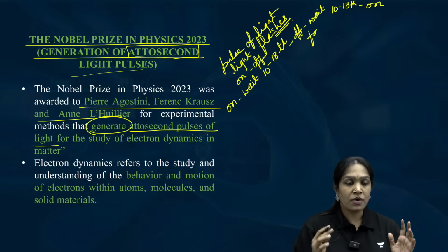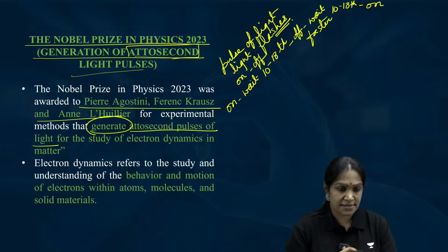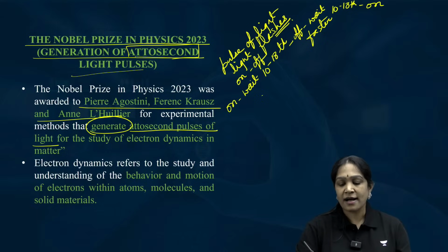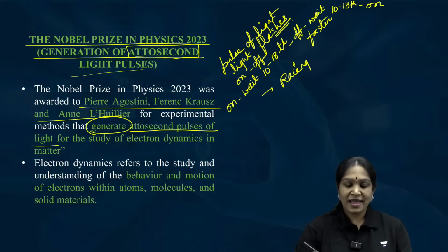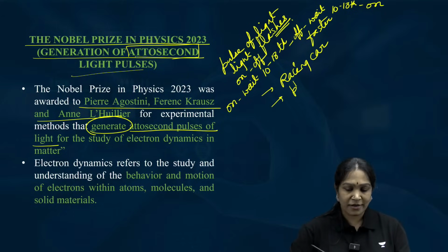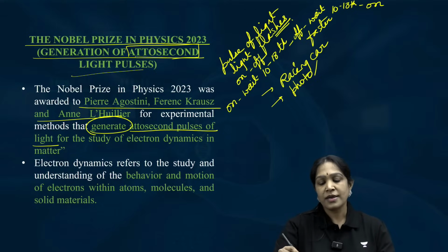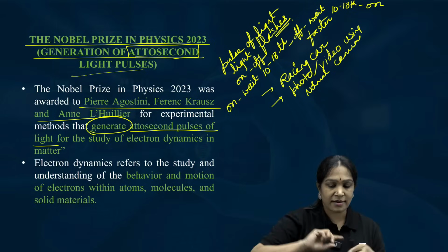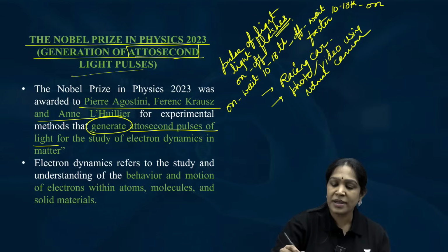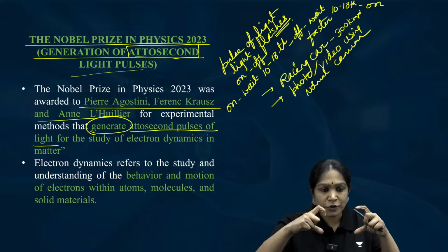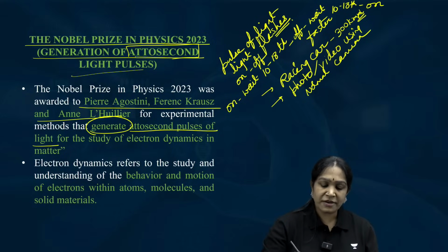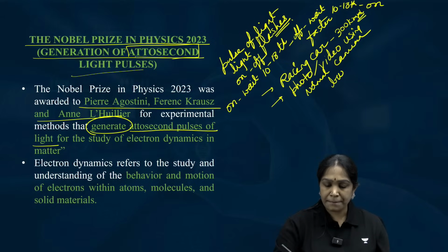Is it clear? Why do you need these faster light pulses? Let us suppose there is a racing car, and you take a photograph or video of it using a normal camera. Do you get a clear photograph of a racing car traveling at a speed of some 300 km per hour with a normal camera? No, the picture will be blurred, right?